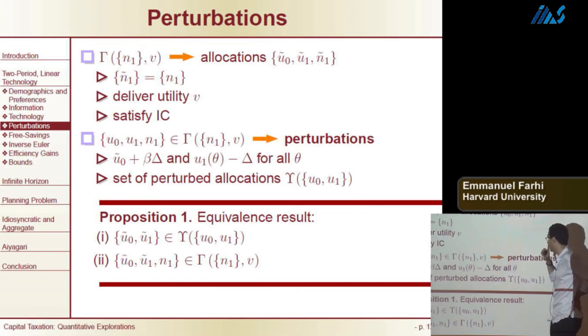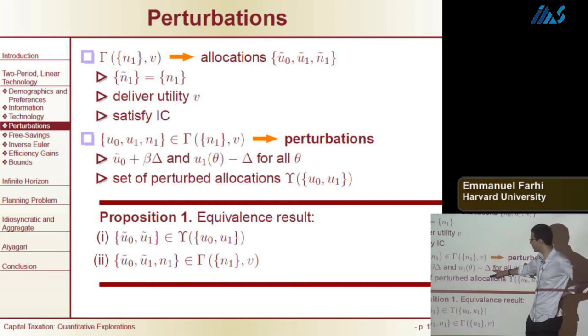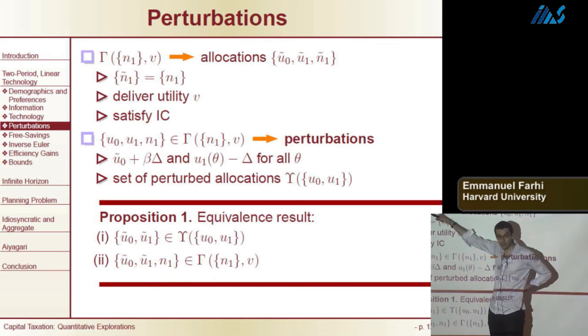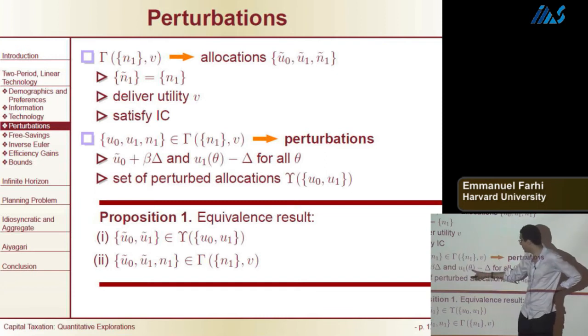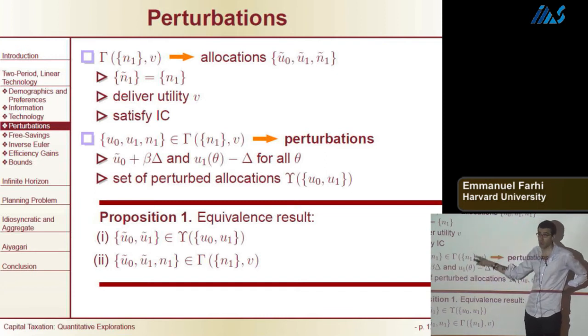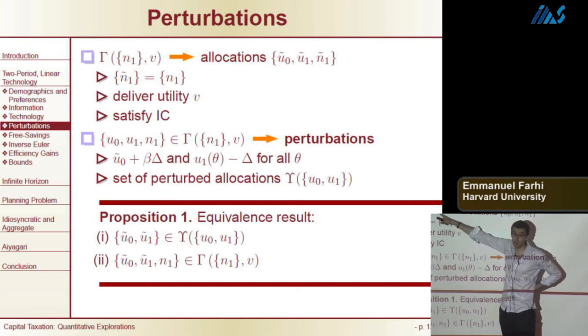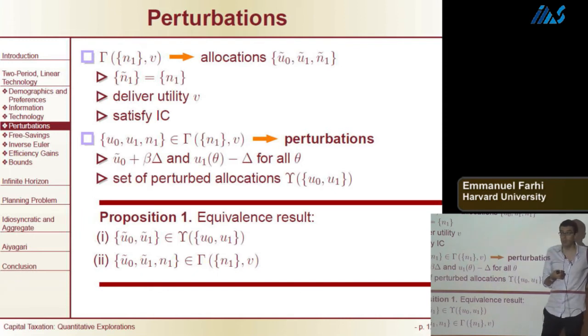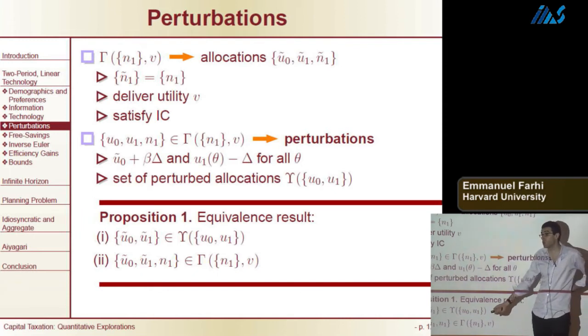If you take two allocations in this set, then they can be obtained one from the other using perturbations like this. So let's try to understand those perturbations. Take an allocation that's in the set. Increase utility in period zero by beta delta, and reduce utility in period one across all possible realizations of theta by delta. You can see right away that this perturbation preserves utility, because I'm increasing utility in period zero by beta delta and lowering utility in period one across all nodes by delta. So it preserves utility, and importantly, it also preserves incentive compatibility.